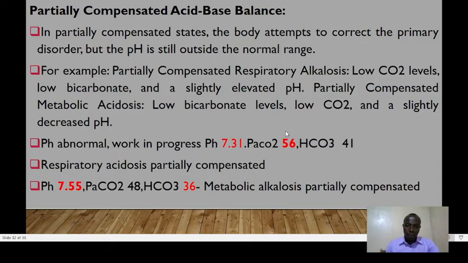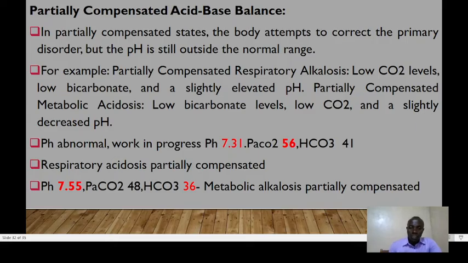We start with the partial pressure of carbon dioxide, 56. The normal range is 35 to 45. So you can see this one is way above 45. And closer to 45, we say that is what? Acidic. And this one is acidic. The pH is acidic, so the pH is matching with the lungs. So that's why we say this one is what? Respiratory acidosis.